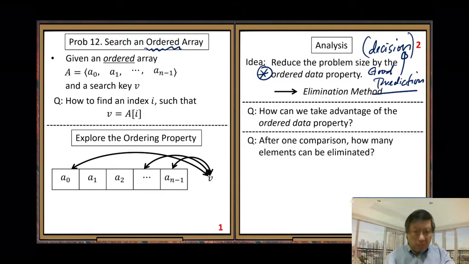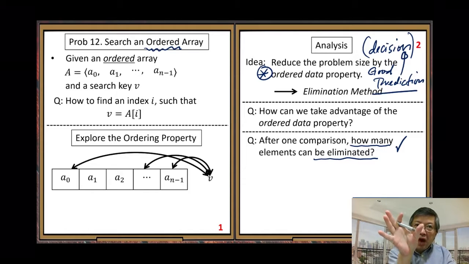Question: after one comparison, how many elements can be eliminated? This question is very important. What do we mean by eliminated? Very simple. If you can decide that a certain number of elements are out of consideration, so the given key V cannot be any one of that group of elements, then that group can be eliminated completely.